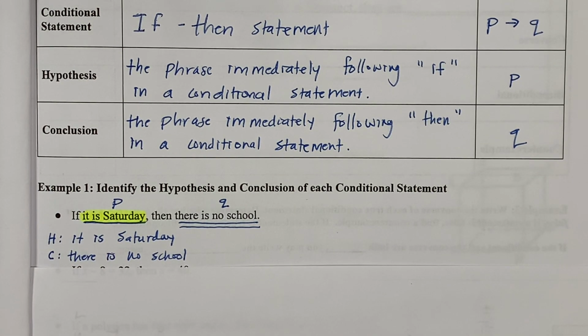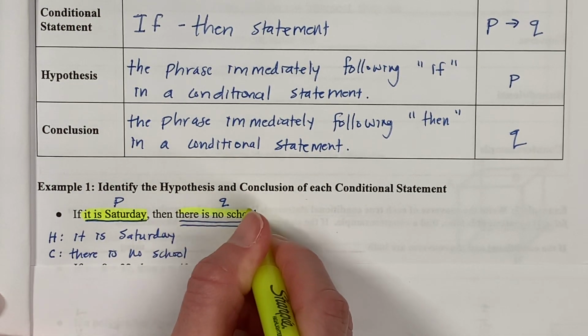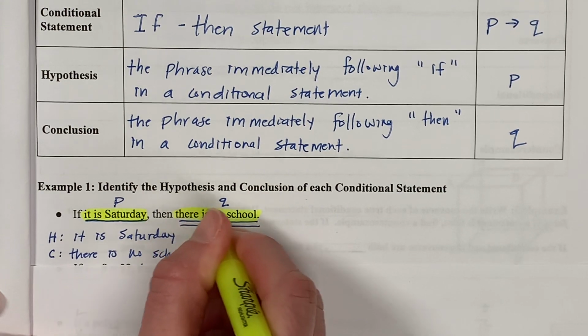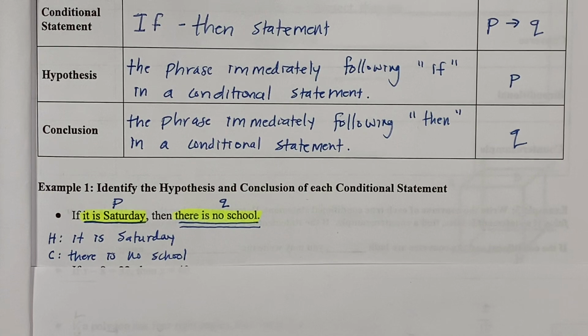Now, the conclusion is the phrase immediately following then. So I have then there is no school. The phrase after then is there is no school. I put 2 lines under that to represent the conclusion, and I denoted that with the letter Q. We could also write it out, there is no school. Now, I would like for you to pause the video and try letters B and C, or the next 2 problems. When you are ready, hit play, and I will go through the next 2 examples.